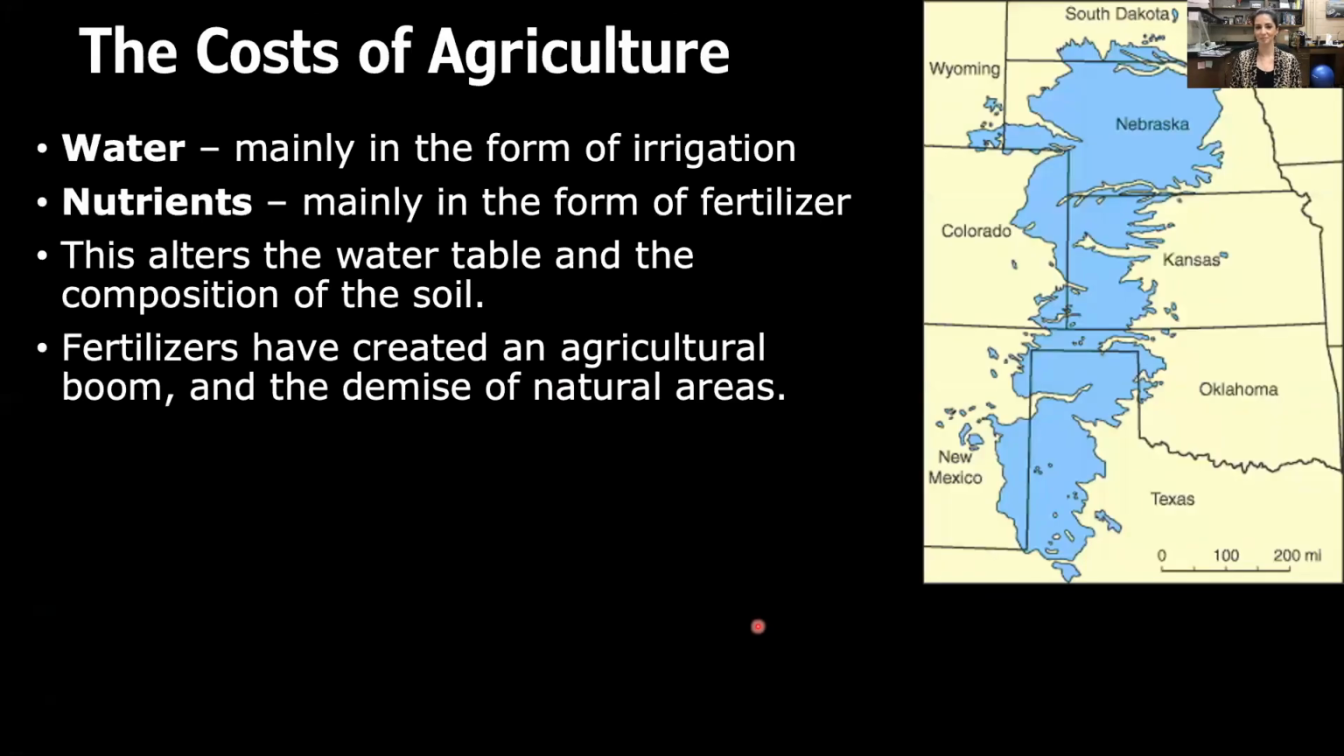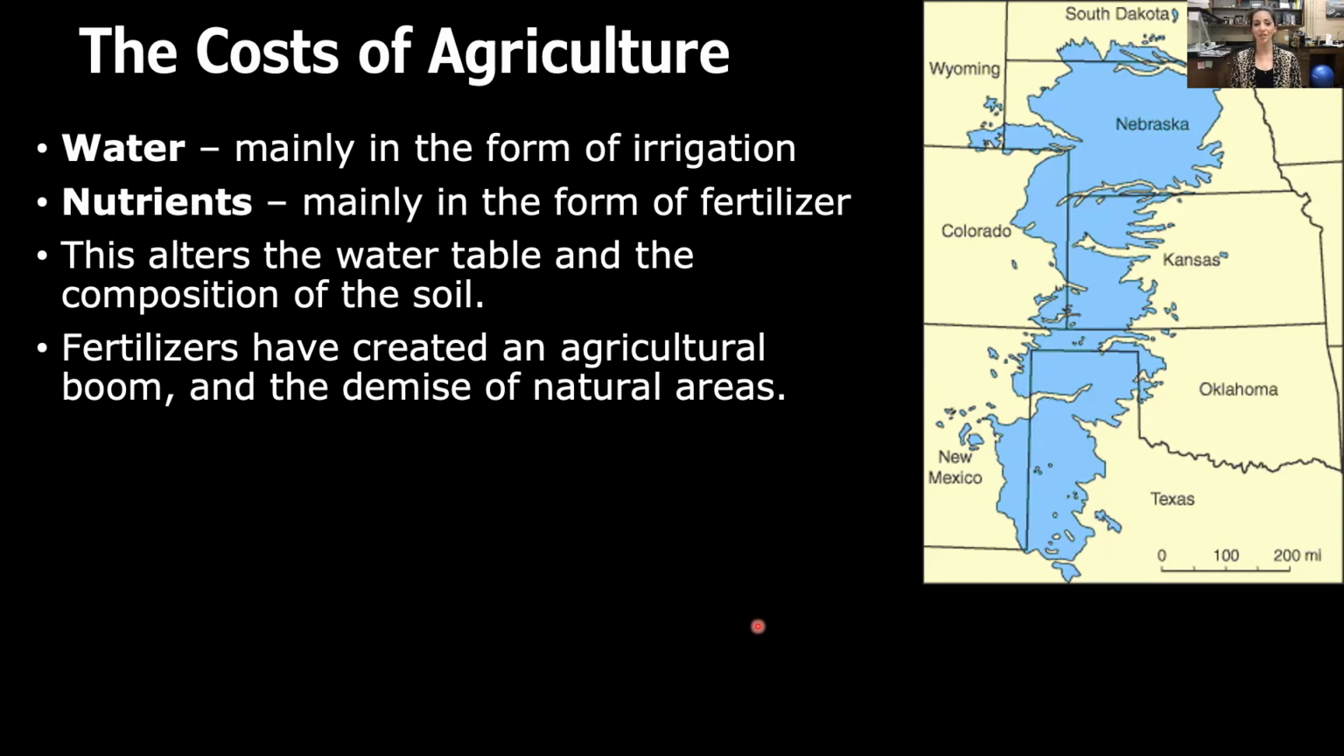All right. So, what are the costs of agriculture? Well, one cost is water, mainly in the form of irrigation. That's something that is definitely required for agricultural practices, good or bad. You also need nutrients, mainly in the form of fertilizer. The addition of water and nutrients alters the water table and the composition of the soil.